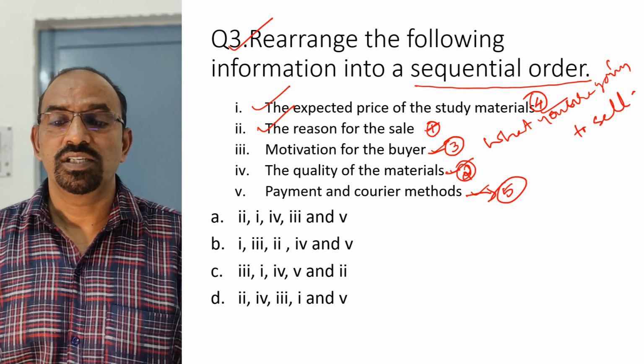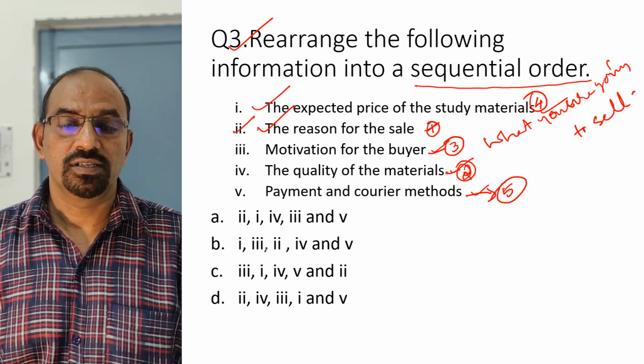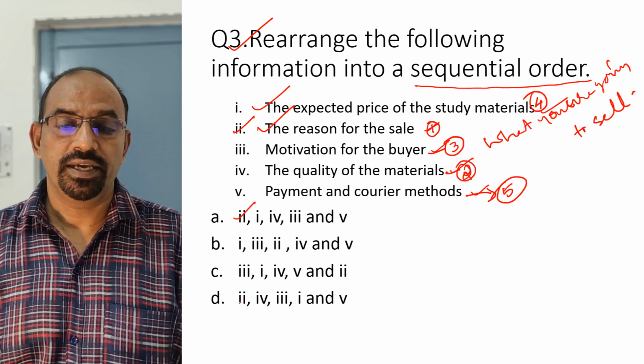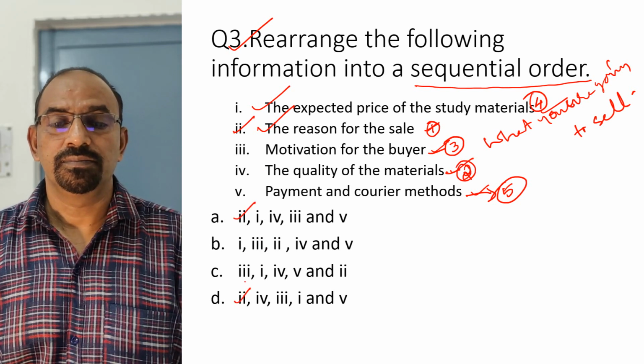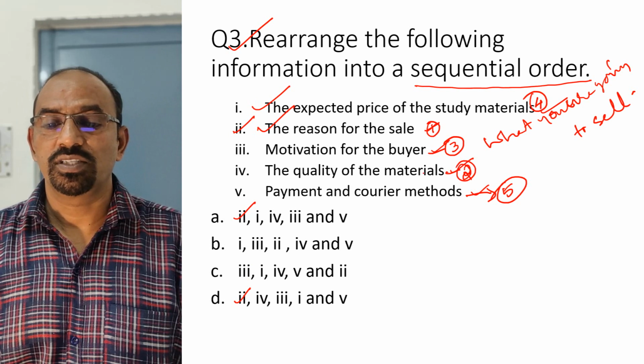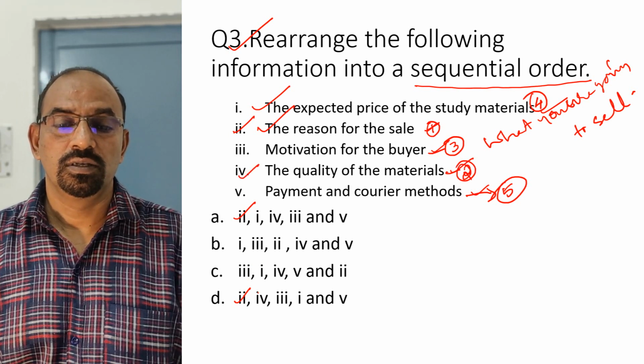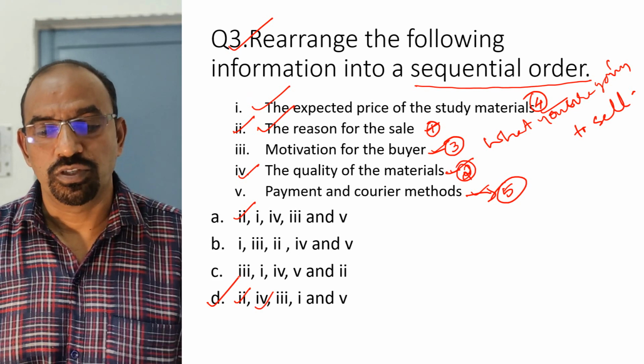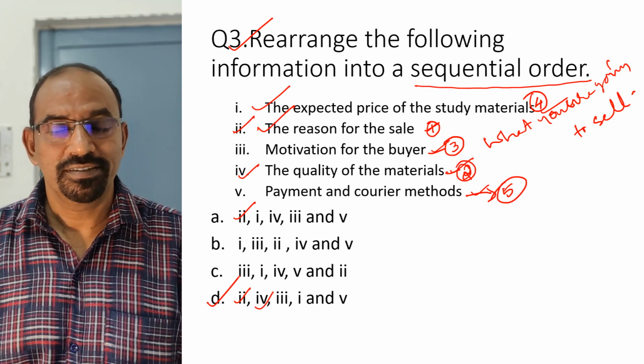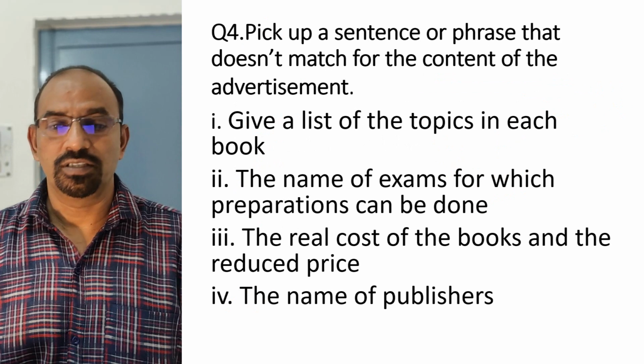So first is second sentence. So second start with A and D. Let us check the second one. Second one is fourth. Fourth is here. So D is the right option. Got it? Let's move on to the fourth question.